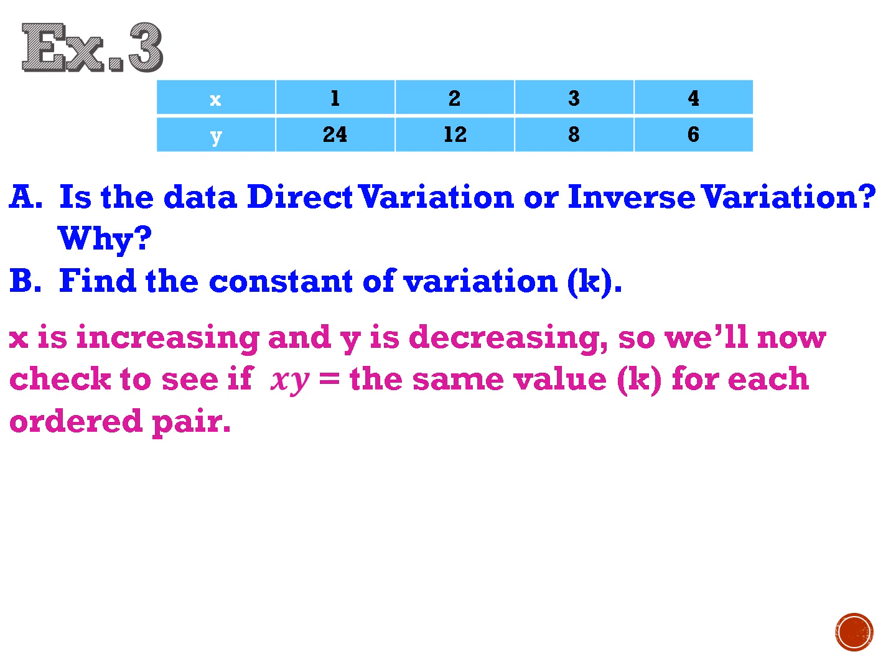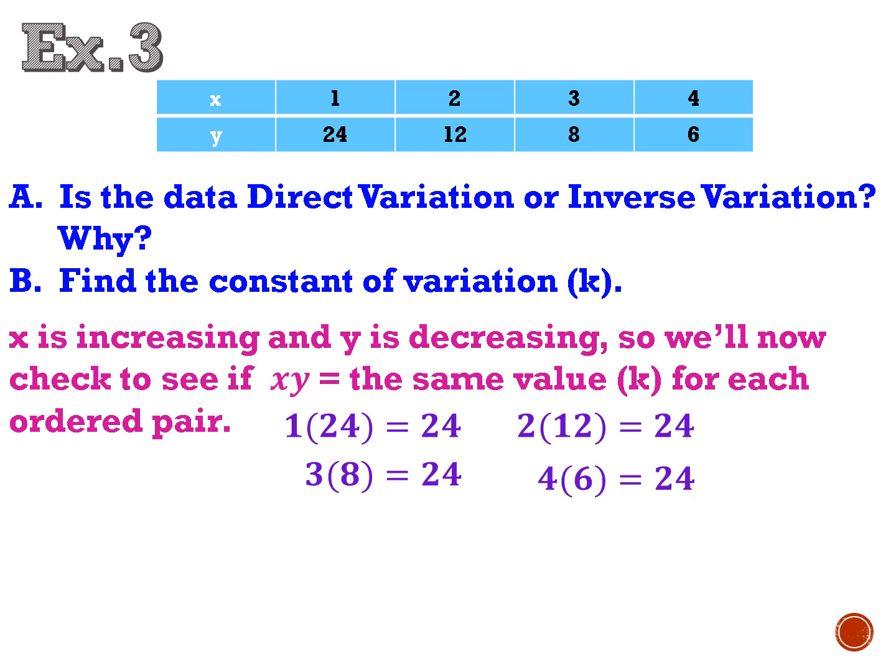So for my first one, I'm going to do 1 times 24, and I get 24. For my next one, I'm going to do 2 times 12. That's 24. Then I'm going to do 3 times 8. That's 24. Then I'm going to do 4 times 6. That's also 24. So excellent.